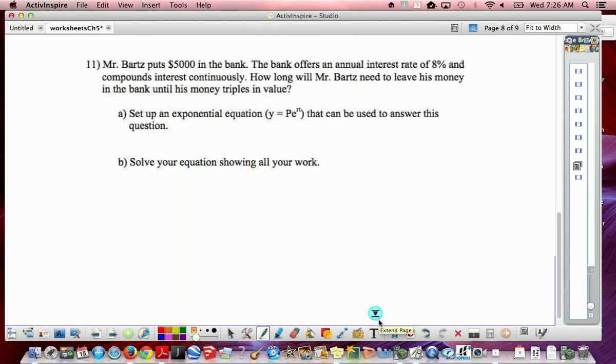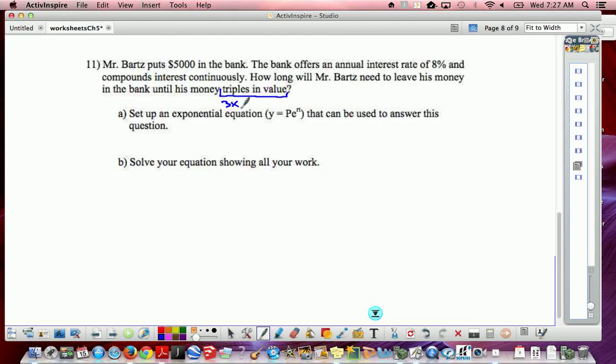So here it says on 11, Mr. Bartz puts $5,000 in the bank. Nice. The bank offers an annual interest rate of 8% and compounds interest continually. How long will Mr. Bartz need to leave his money in the bank until his money triples in value? So when we're talking triples, it needs to be 3 times the amount.